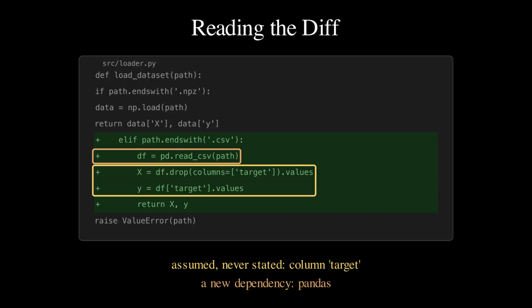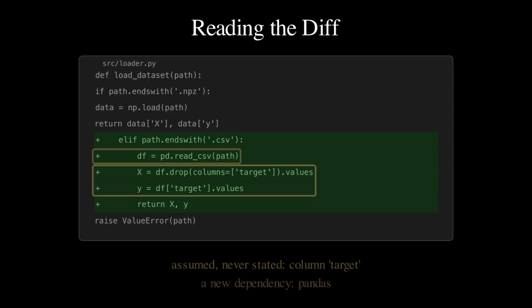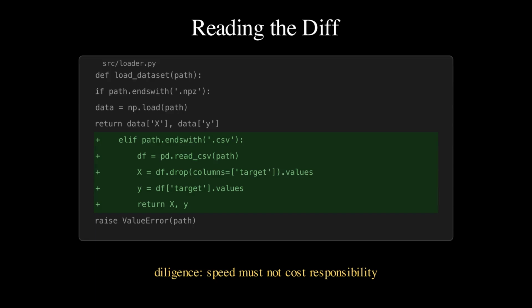Reading every diff does two things. It catches the errors that are invisible in the output but legible in the change, and it keeps the codebase yours. A researcher who reads every diff understands their own work. This discipline has a name: diligence. Never let the speed the agent offers cost you responsibility for what remains your work.